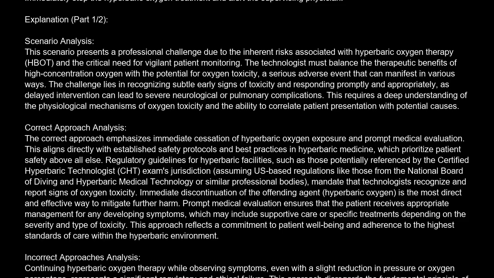Correct answer is A. Immediately stop the hyperbaric oxygen treatment and alert the supervising physician. Explanation. Scenario analysis. This scenario presents a professional challenge due to the inherent risks associated with hyperbaric oxygen therapy, HBOT, and the critical need for vigilant patient monitoring. The technologist must balance the therapeutic benefits of high-concentration oxygen with the potential for oxygen toxicity, a serious adverse event that can manifest in various ways.